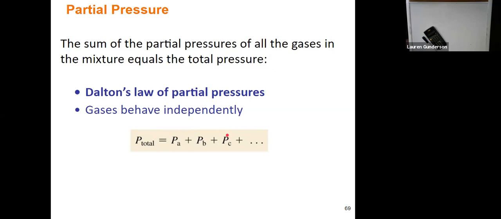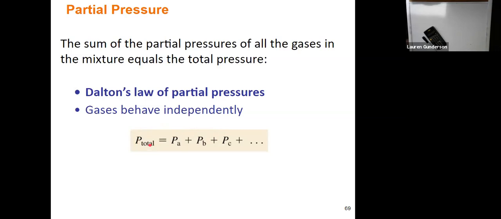So if I have a gas sample and there are 4 gases in it, gas A, B, C, and D, and gas A has a partial pressure of 0.1 atm, B has a partial pressure of 0.1 atm, C has 0.1 atm, and D has 0.1 atm, my total pressure for the gases in that container would be 0.4 atm. Okay, so we would sum up the individual partial pressures of each of the gases, and that would give me the total pressure that's in the container.